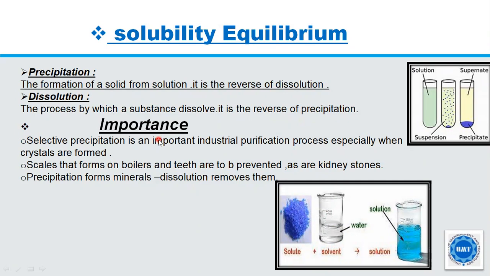Importance of precipitation. With the help of precipitation we can remove impurities because crystals are formed. Scales that form on boilers and teeth, and kidney stones, are to be prevented. Precipitation forms minerals, dissolution removes them, so you obtain a clear solution.